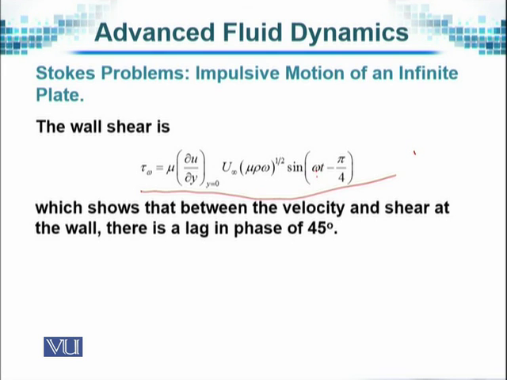omega, the frequency of oscillation, t is the time, and tau w is the shear at the wall that is given. So the phase lag between the velocity and the shear is this angle pi by 4, and pi by 4 is equal to 45 degrees.